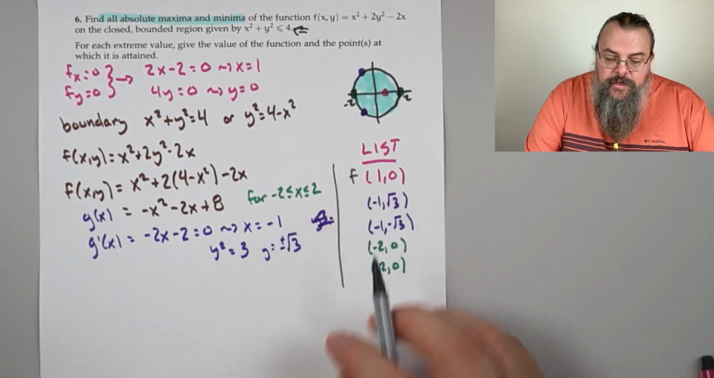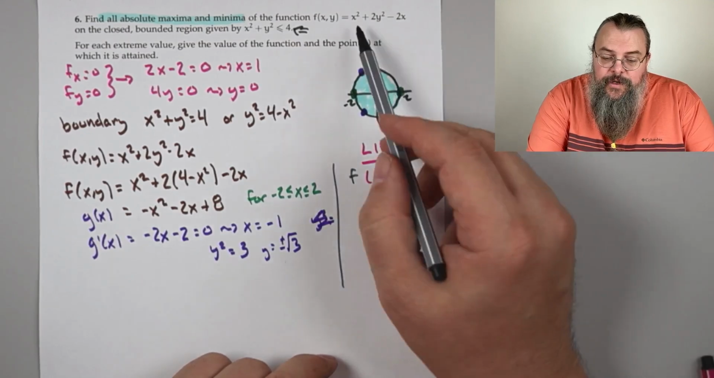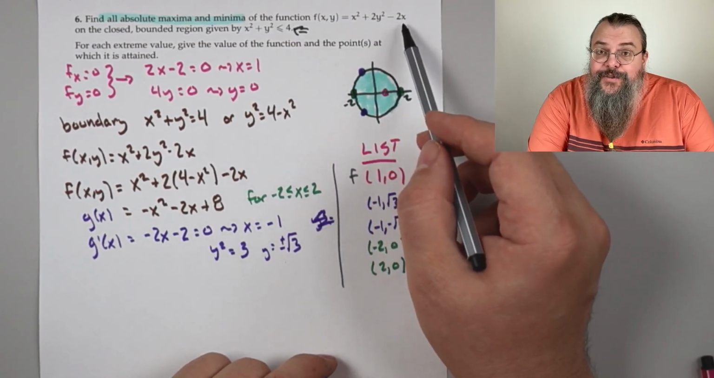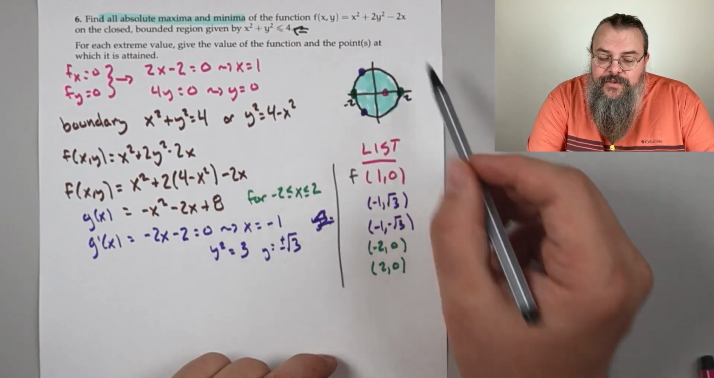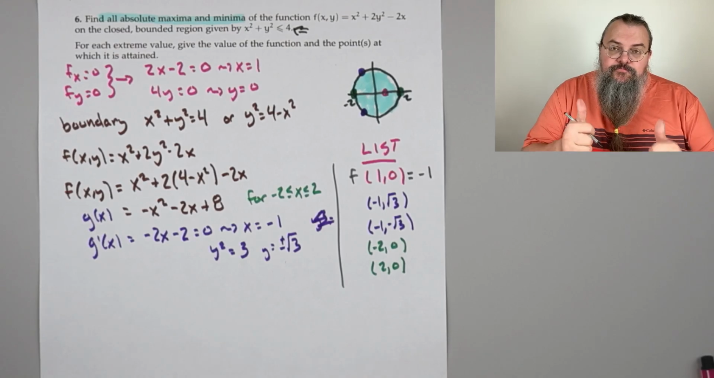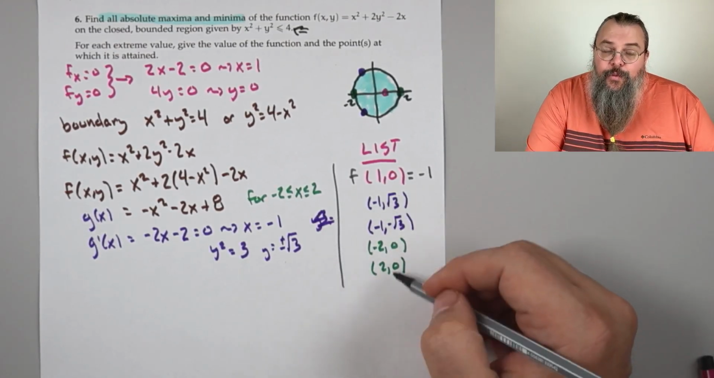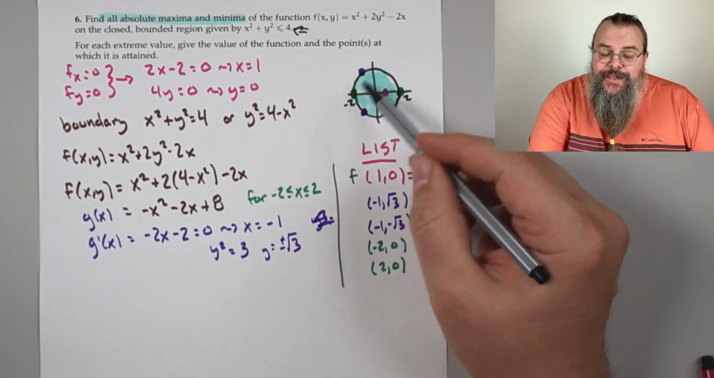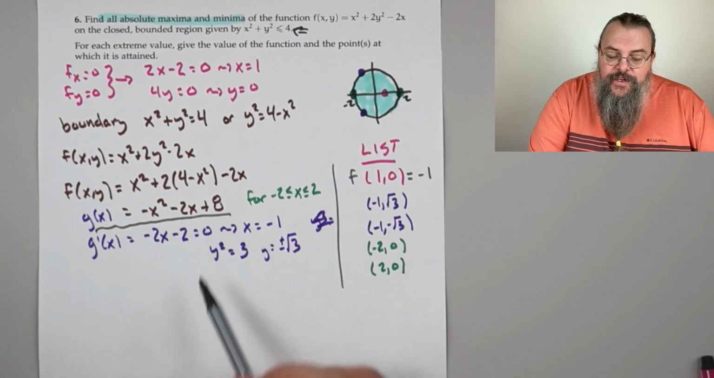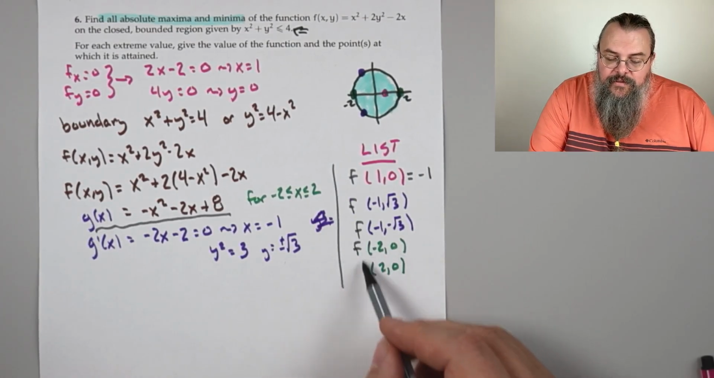When we plug in 1, 0, so x equals 1, y equals 0, we'll get 1 plus 0 minus 2. 1 plus 0 minus 2 is -1. All right, great. Now, for the rest of the points, we're on the boundary. So what we can do is we can actually use the function on the boundary, which is a function only of x. So that'll help simplify some things.